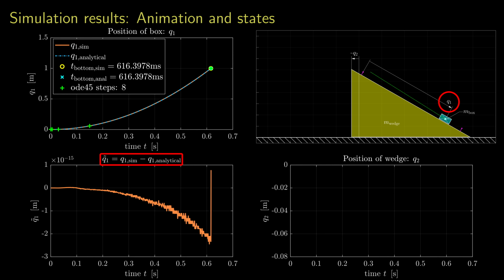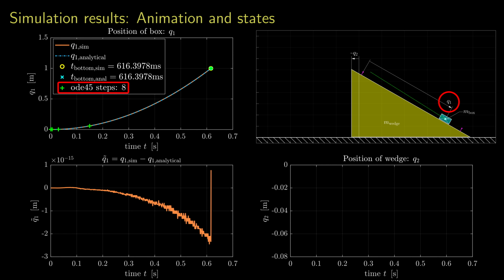The mass slides down by 1 meter, and the difference between the numerical simulation and the exact analytical solution is only around 2 times 10 to the power of minus 15. And yes, we are comparing a simulation to a different numerical calculation, and not a calculation to a real-world example. But I think it is fairly impressive just how accurate a numerical simulation can be.